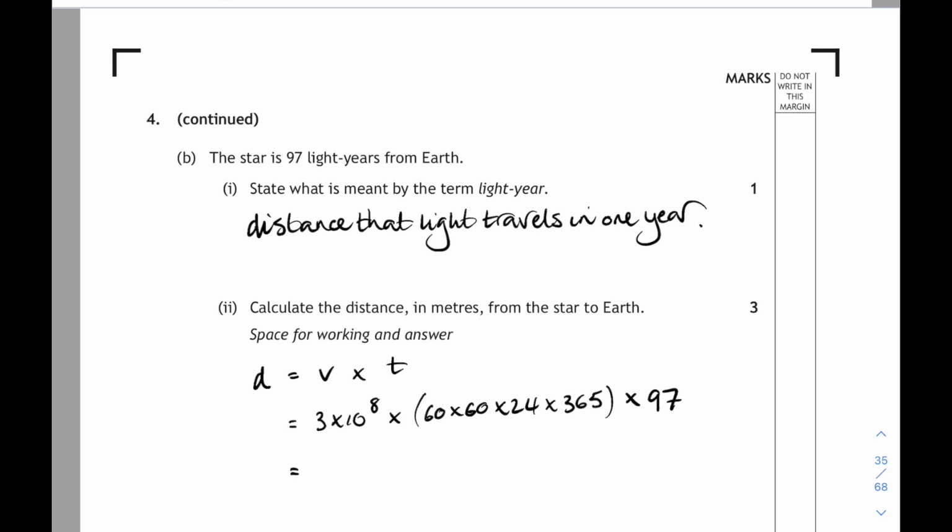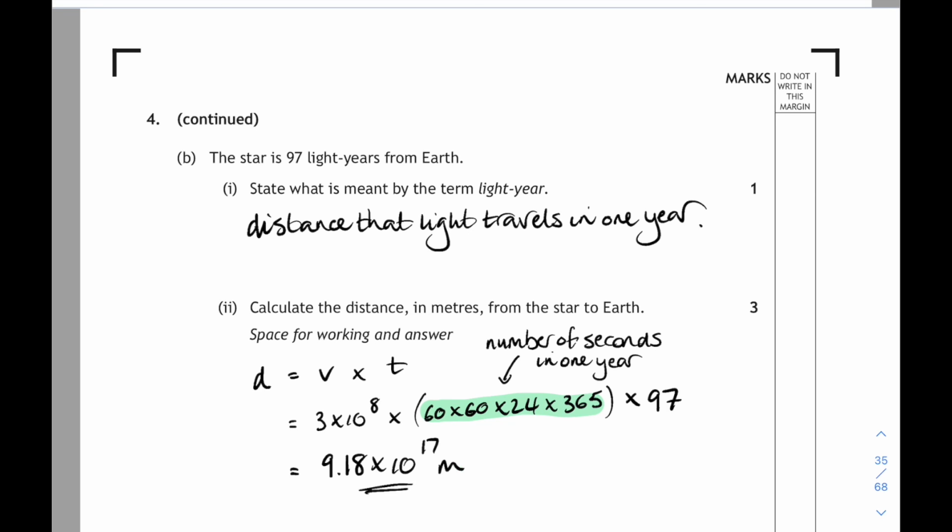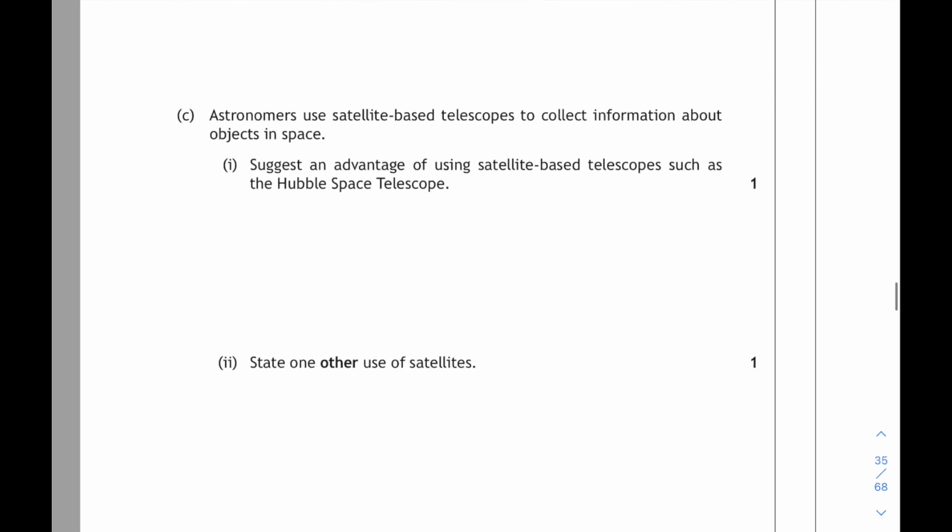That's a huge number, and the reason it's a huge number is because the number of seconds in a year is a big number, and the speed of light is a big number. So when you do all that on your calculator, you get an answer of 9.18 times 10 to the 17 meters. Make sure you double check that on your calculator. Watch your significant figures as well. I think the speed of light on your data sheet is to 3 sig figs. The 97 is 2 sig figs, so don't go to too many significant figures there.